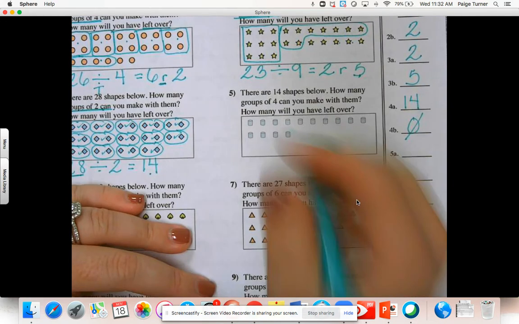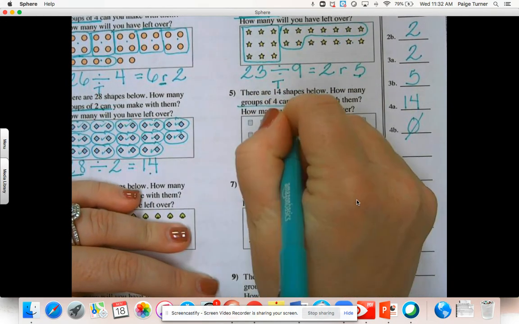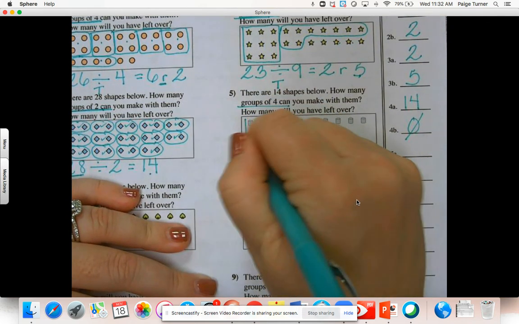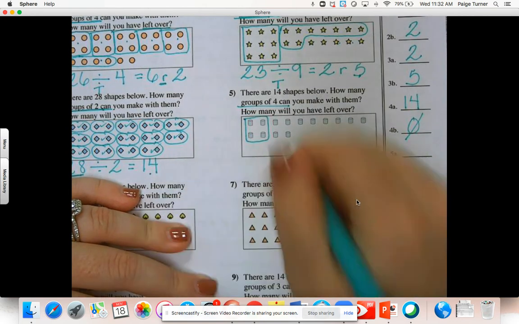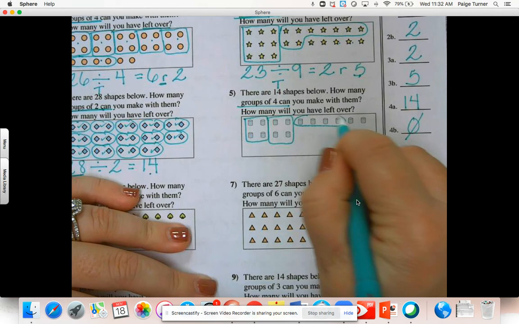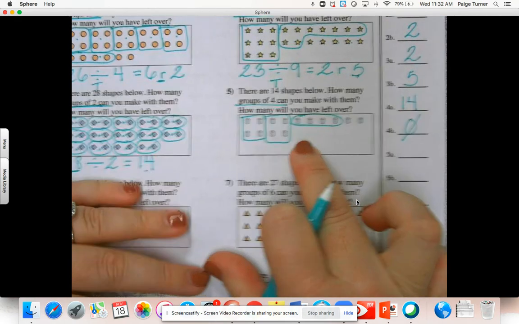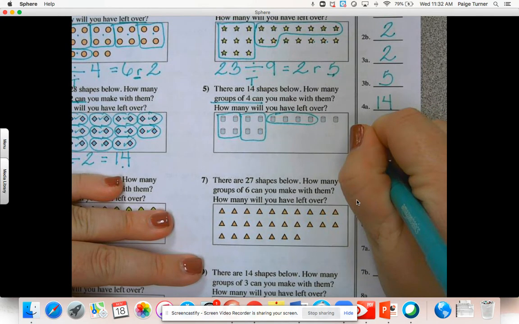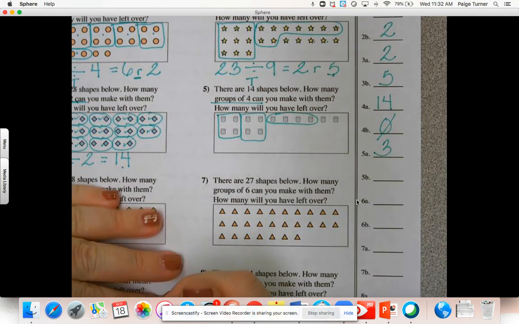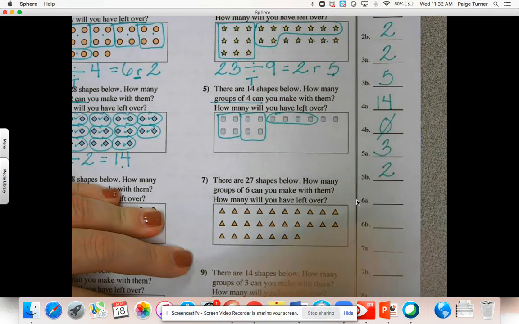All right, number 5, there are 14 shapes below. So that's our total. How many groups of 4 can you make? How many will be left over? So we're going to make groups of 4 here. So there's 4. There's 4 more. And then 1, 2, 3, 4. There's 4 more. All right, so how many groups could we make? We just made 3 groups. So the answer to question 5A is 3. And then, excuse me, how many shapes were left over? We have 2 shapes that were left over.